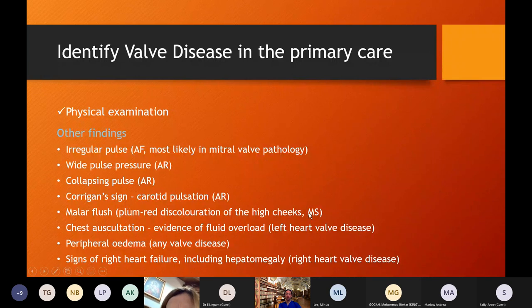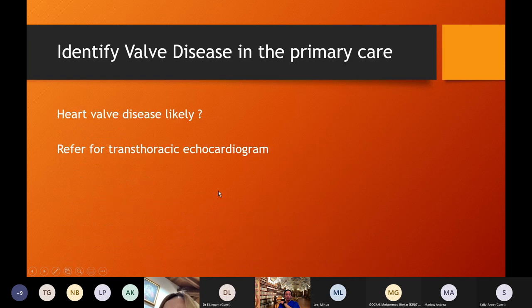The mitral flush is not something we see commonly, I have to be honest. It's something we see in mitral stenosis, this plum-red discoloration of the high cheeks, and that's because of increased CO2 concentration and a vasodilator effect. The chest examination is extremely useful, and you need to do it to look for fluid overload and pulmonary edema, congestion. And this is evidence of left heart valve disease. Peripheral edema is something you can see in any sort of pathology, left or right. And also look for hepatomegaly. This can be seen in right heart valve disease, especially in tricuspid regurgitation.